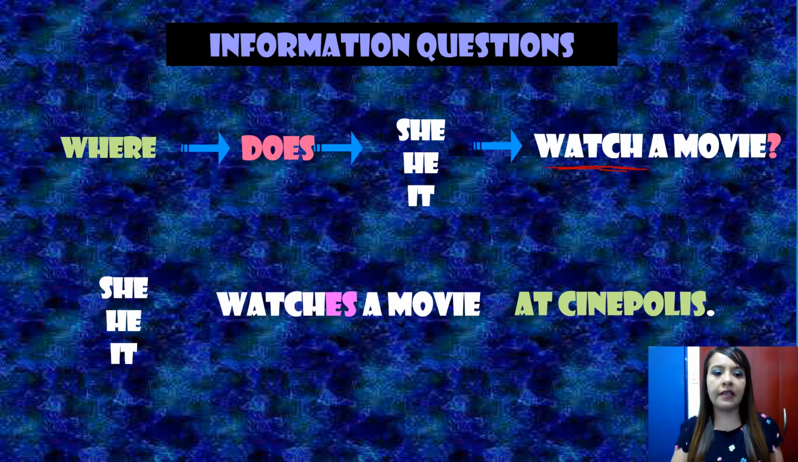Now, what happens with the answer? Where disappears, right? And we give the information here. Where? At Cinepolis. Be careful with the verb, okay? Because the verb changes. Why watch in the question and watches in the answer? Because does disappeared in the answer.